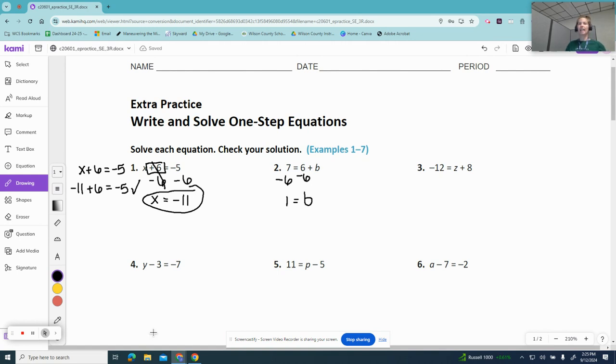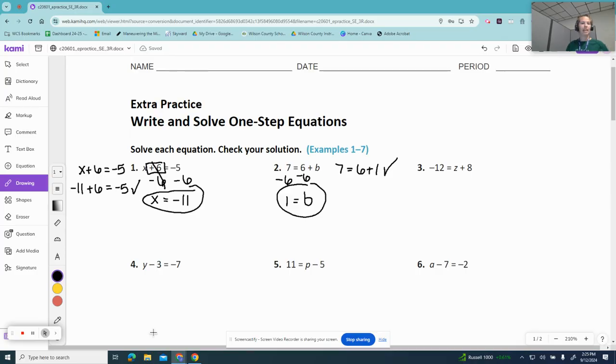Okay, again, I can substitute that back into my original equation. I would get 7 equals 6 plus 1. 6 plus 1 is in fact 7. So this is correct. Okay, and there's one more addition one for you to try on your own.